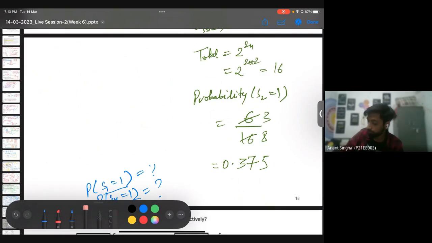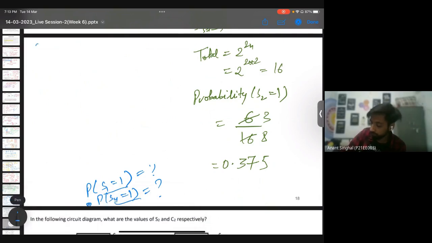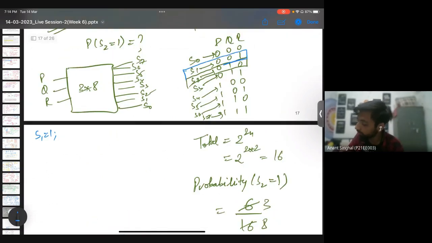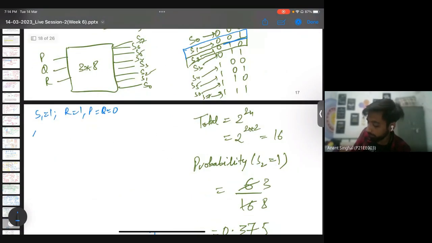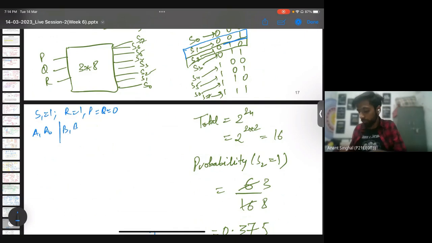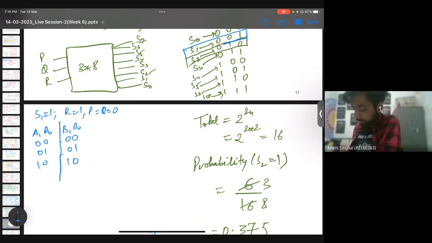So let's say for S1 equals 1. S1 equals 1 means, I'll cover here, yeah, S1 equals 1 means when R equals 1 and the rest of the P and Q are 0. So R equals 1 means when A is equal to B. So for A1, A0 is equal to B1, B0, there are only four cases: 0, 0 with 0, 0, then 0, 1 with 0, 1, then 1, 0 with 1, 0, and then 1, 1 with 1, 1. So a total of four possibilities out of 16. So the answer to this will be 1 by 4, that is 0.25.